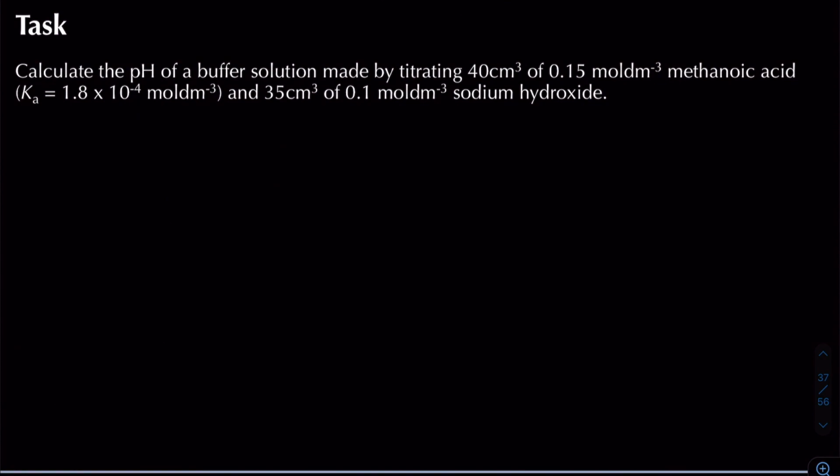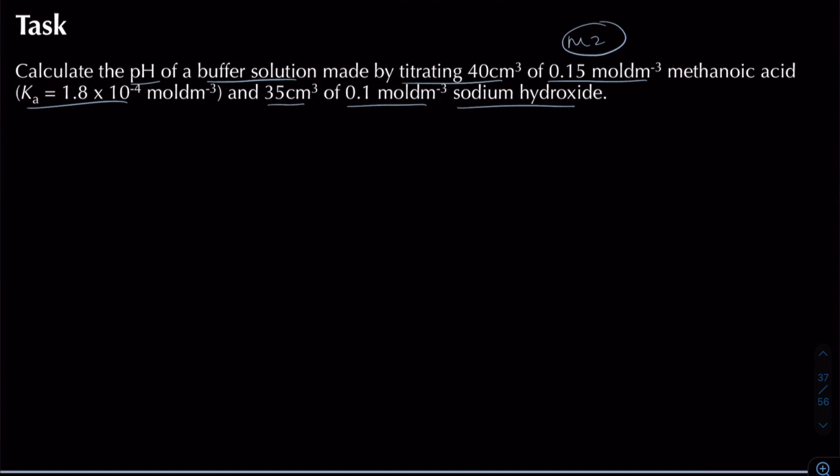So we're asked to calculate the pH of a buffer solution made by titrating 40 centimeters cubed of 0.15 mole per decimeter cubed of methanoic acid. We're told the Ka is equal to 1.8 times 10 to the power of minus 4, and we've got 35 centimeters cubed of 0.1 mole per decimeter cubed of sodium hydroxide. I've got here not a salt, not a conjugate base, but a weak acid reacting with a base, so I actually end up with a method 2 buffer.